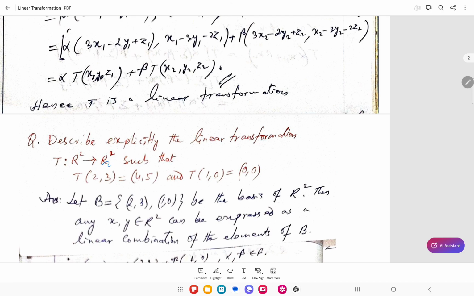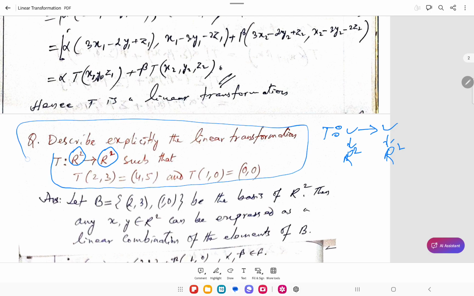So another example of a linear transformation you can see here is this. This is also an example of a linear transformation from vector space R2 to R2. In fact, it is an example of a linear operator, because the space is the same, no? So this is the case of transformation from V to V. Here V is R2. So this is an example of a linear operator.